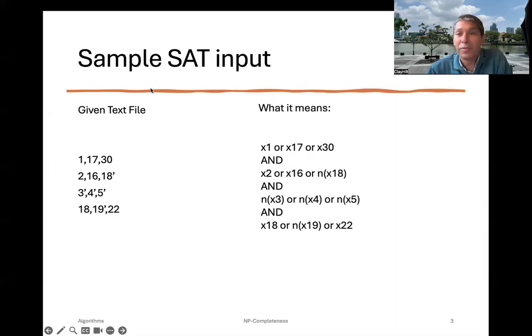So this file has a very simple structure. It could have 1,000 lines to it. Each line represents one clause, and each clause has some literals inside it, given just by the numbers. So very simple input, overall a very simple problem.